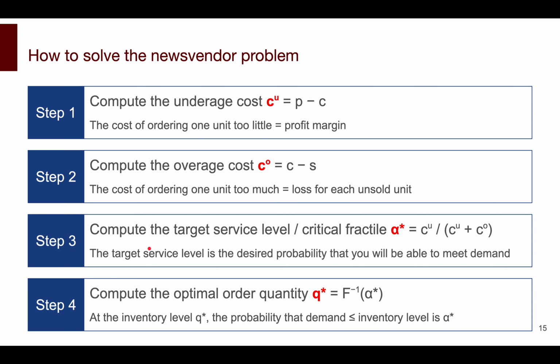The next step is to compute the target service level or the critical fractile, alpha star. And basically, this is the probability that inventory is sufficient to meet demand.